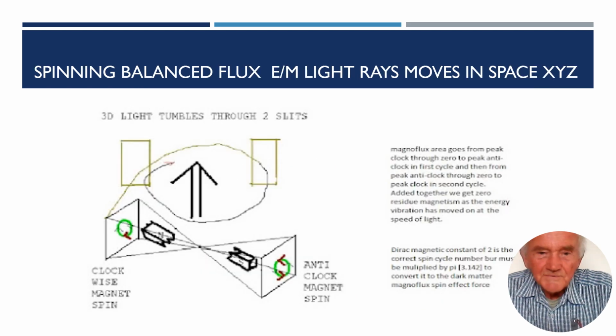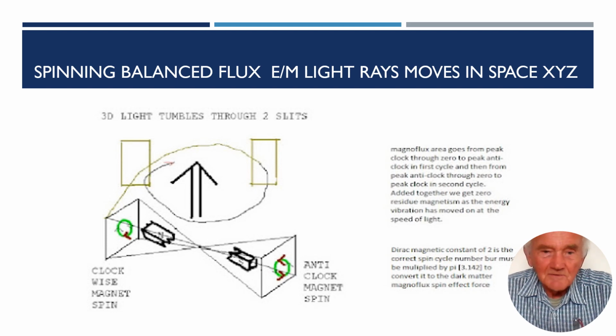So here we can see the double-slit experiment to show that light is in fact MAGNOFLUX that spins through the two gaps. We can see the magnets go in on the left-hand side and come back out on the outside on the right-hand side, and the voltage is going forward.